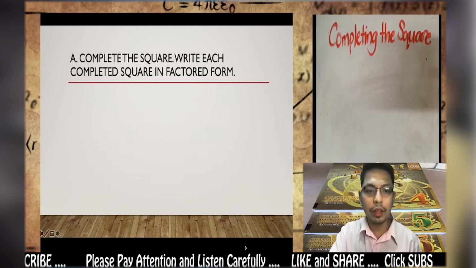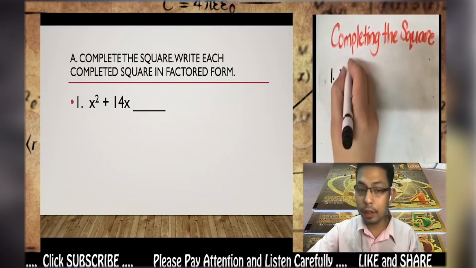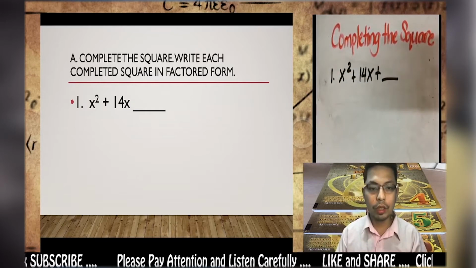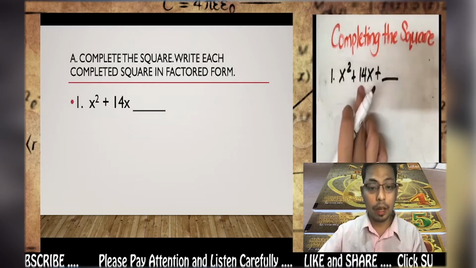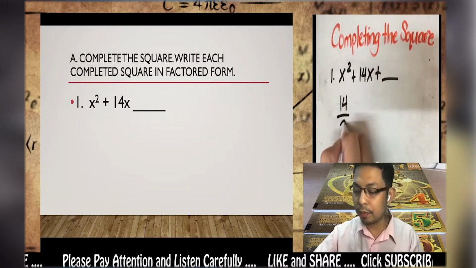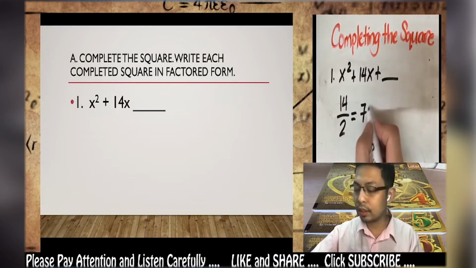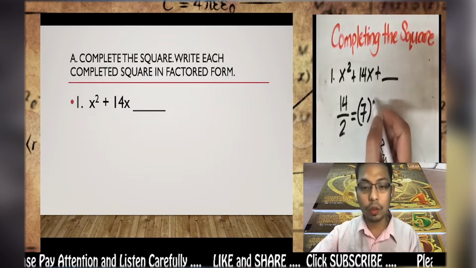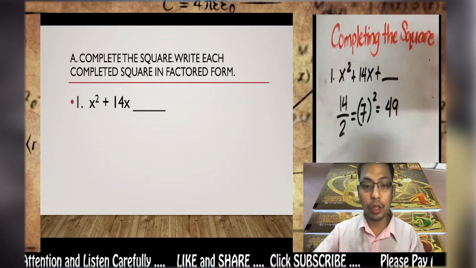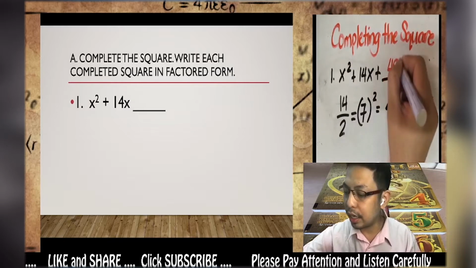Complete the square. Write each completed square in factor form. Number 1, x squared plus 14x plus blank. So follow the steps in completing the square. Step 1, get the numerical coefficient of x, which is 14, and then divide it by 2. That's step 1. 14 divided by 2 is 7. Step 2, square the quotient. 7 squared is equal to 49. And then proceed to step 3. Step 3, you add the result. So you will add 49.